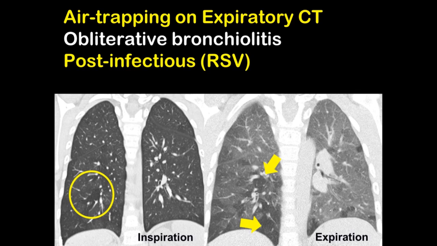Infections, as we mentioned before, can also be a cause of obliterative or constrictive bronchiolitis. In this patient with RSV, we see inspiration with subtle areas of mosaic attenuation. And when we perform the expiratory CT, we see areas of air trapping and areas of normal lung in a patient with constrictive bronchiolitis.